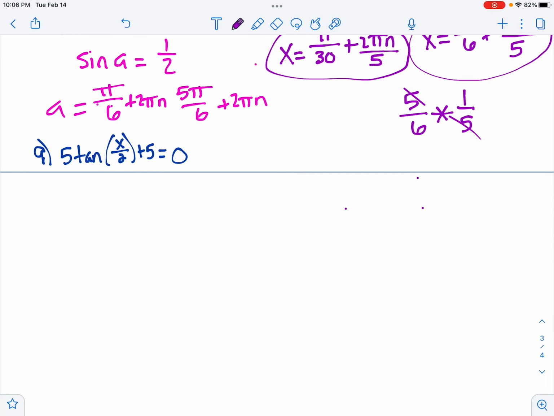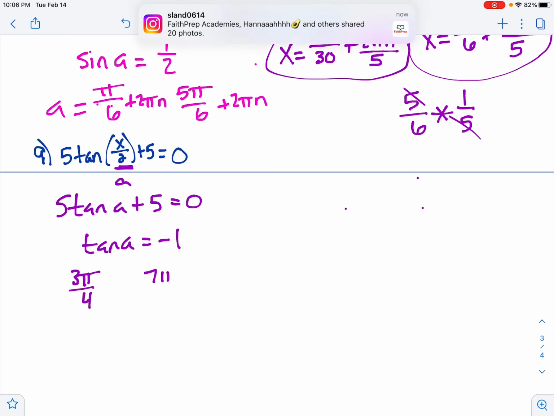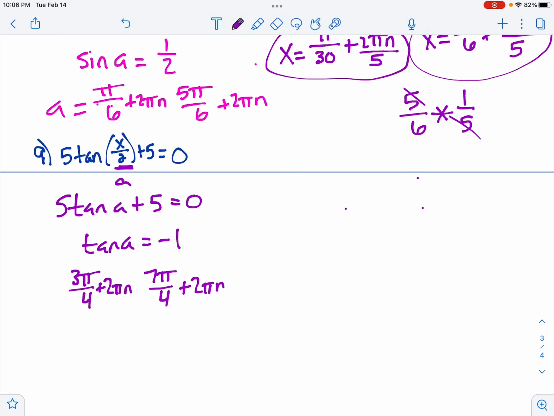So on this last one, exact same thing. We're going to make this stuff in here some other variable. Let's call it a. So I have 5 tan of a plus 5 equals 0. When I solve that down, I get tan of a equals -1. Well, where does tan of a equal -1? That would be at 3 pi over 4 and 7 pi over 4. Okay, so then I'm going to add in my 2 pi n so that it represents all of the solutions.